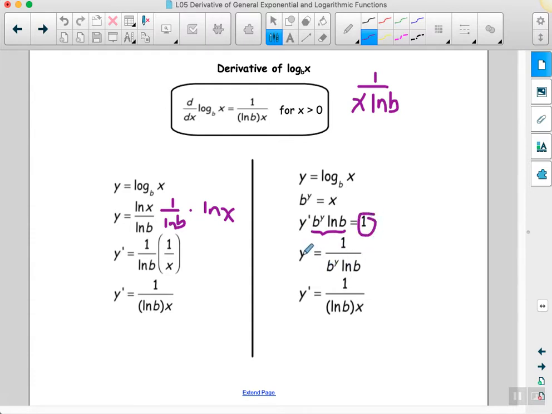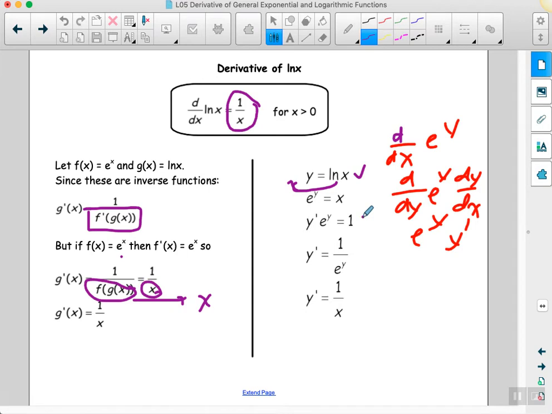And now when I isolate this, I get y prime is equal to 1 divided by b to the y times ln of b. But b to the y was x. So I get 1 over ln b times x. And I don't know if I mentioned that over here, that when we took the derivative with respect to x on both sides, when we take the derivative of x with respect to x, I get 1.